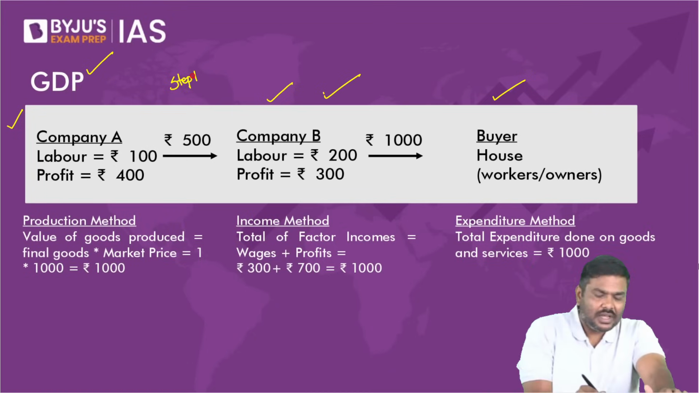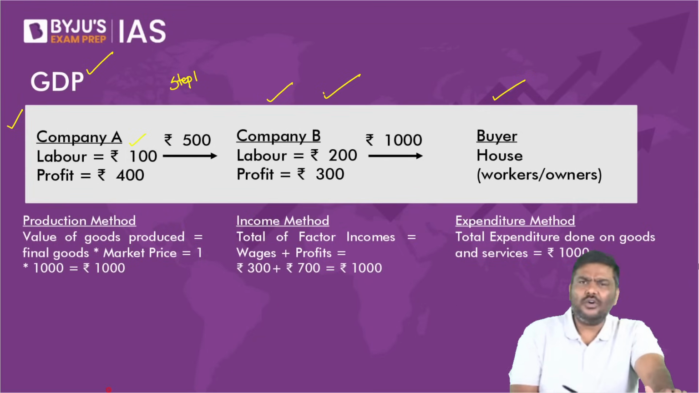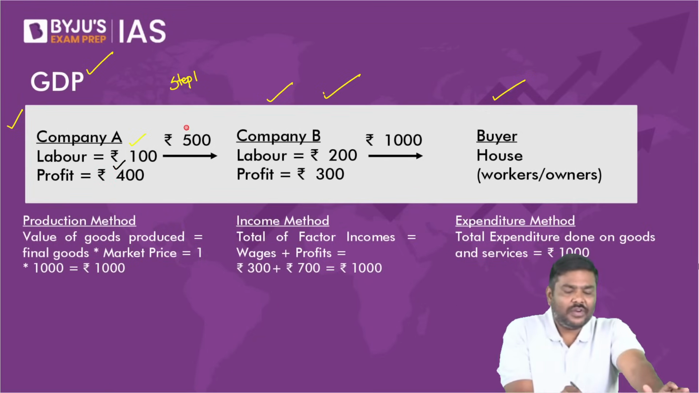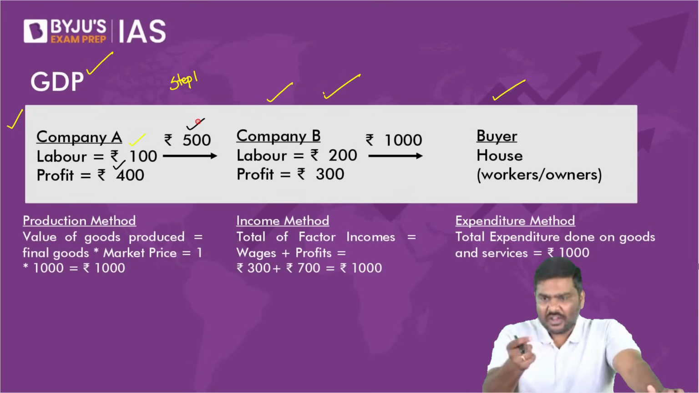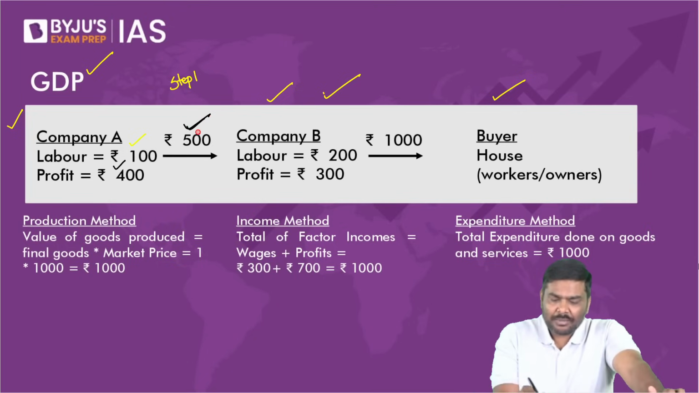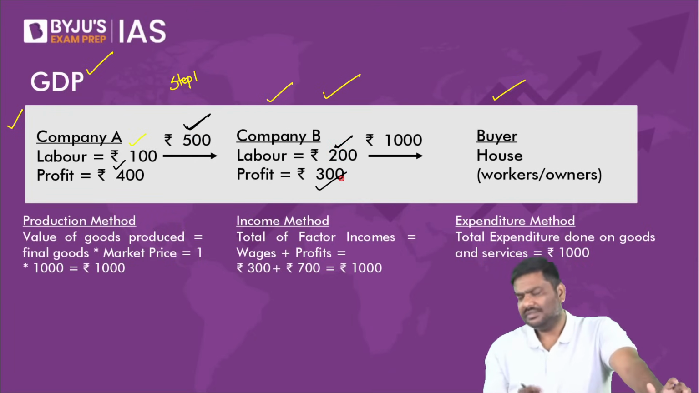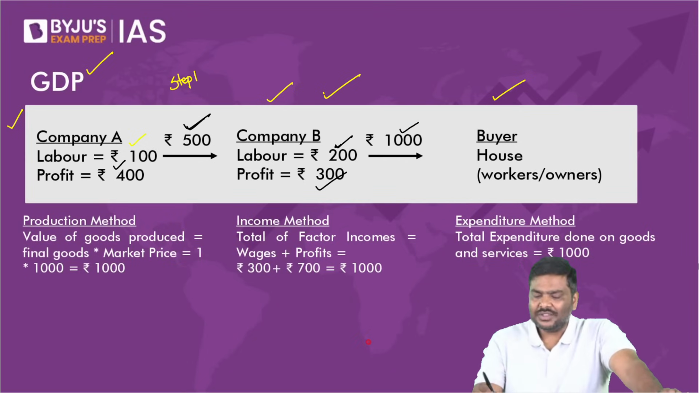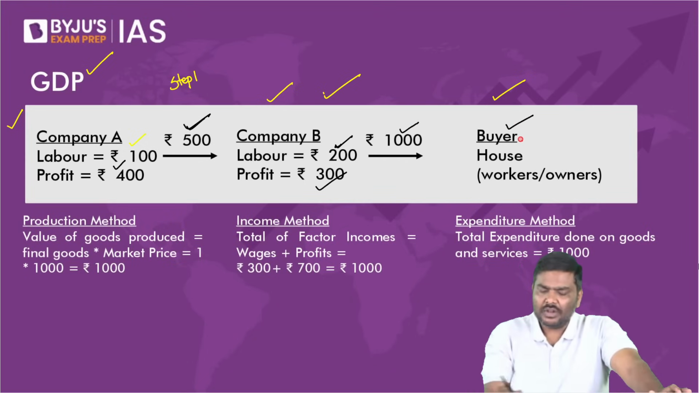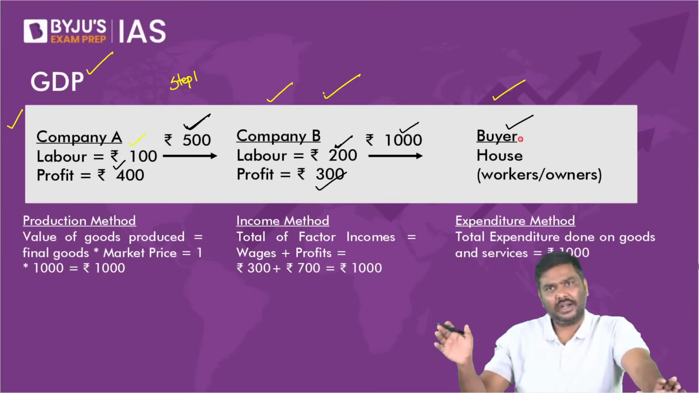So you will use labor services of 100 rupees and you want to earn a profit of 400. So you will sell the product to me, I am company B, at 500 rupees. Now I have purchased raw materials at 500 rupees. I will use labor of 200 rupees and I also want to earn a profit of 300. I will sell it in the market at how much? 1000 rupees. And the consumer is the buyer, right? The buyer in the market will pay 1000 rupees and purchase the product from the market.